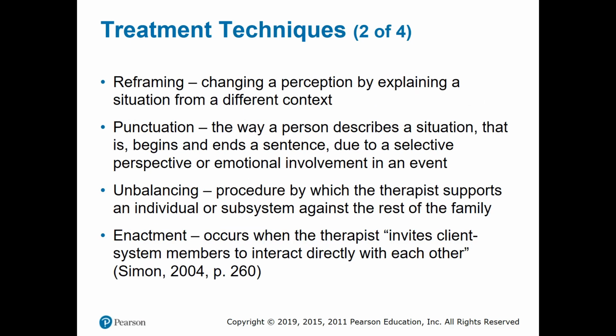Reframing is changing a perception by explaining a situation from a different context. Punctuation is the way a person describes a situation, that is, begins and ends a sentence due to a selective perspective or emotional involvement in an event. Unbalancing is the procedure by which the therapist supports an individual or subsystem against the rest of the family. Enactment occurs when the therapist invites client system members to interact directly with each other.